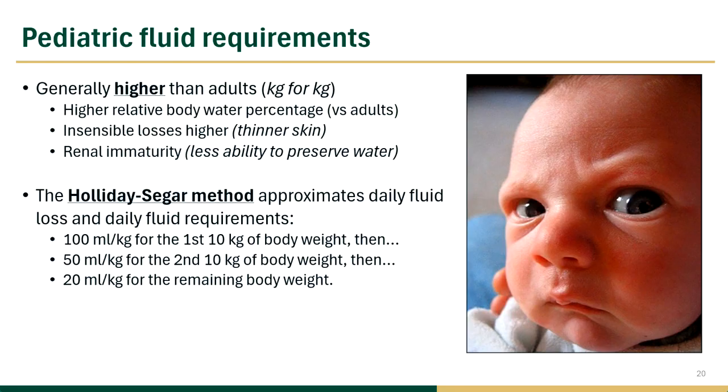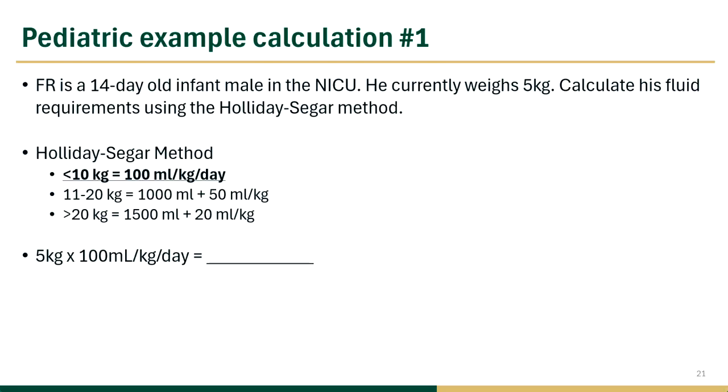So let's do an example problem here. FR is a 14-day-old infant male in the NICU. He currently weighs 5 kilos. So calculate his fluid requirements. So we would do, since he's in that less than 10 range, we would do 100 times 5, which is 500 mils. So that's FR's fluid requirements, 500 mils per day.